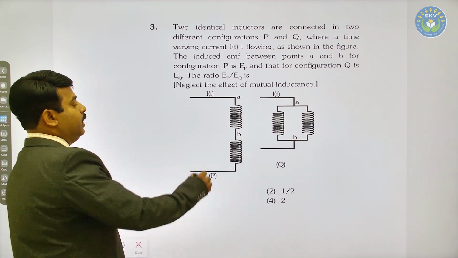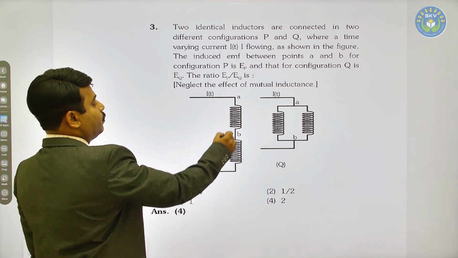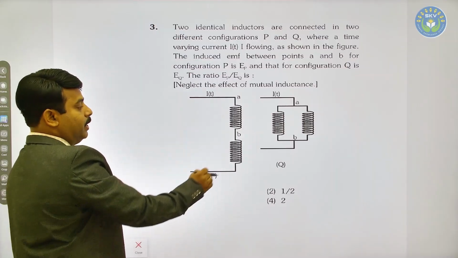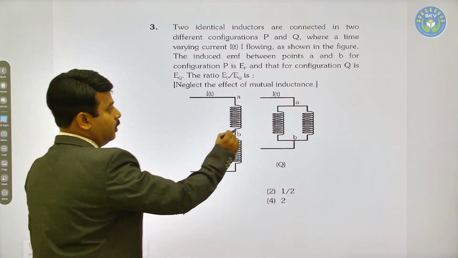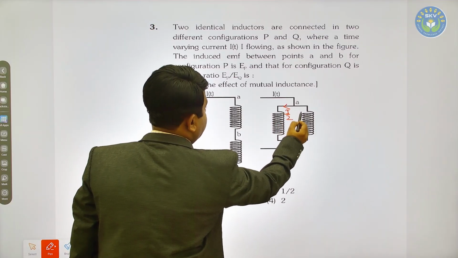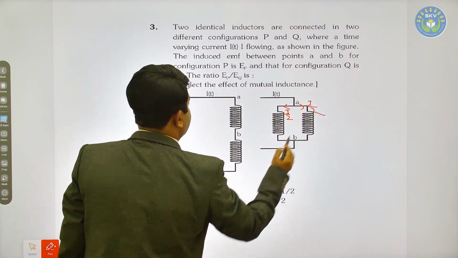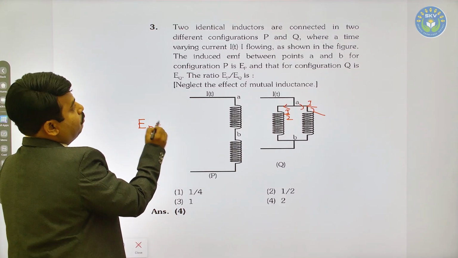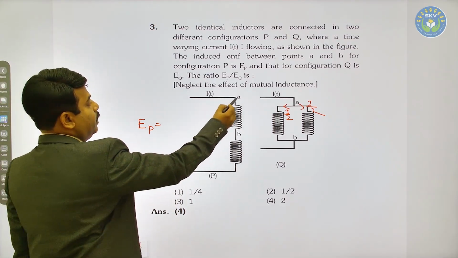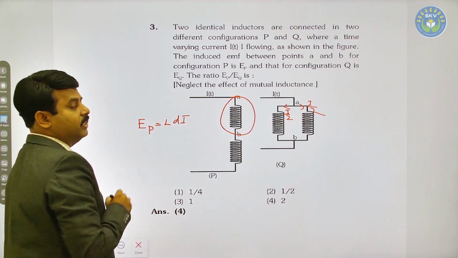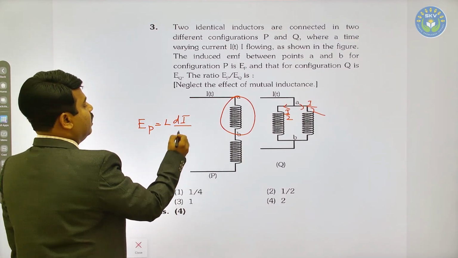See, here the current I of t passes through the complete circuit. But here, this I divides into two parts: here I by 2, here I by 2. So I can write EP. Between A and B, what is EP? L into, for an inductance the EMF is di by dt.